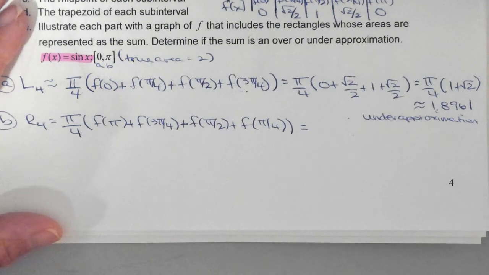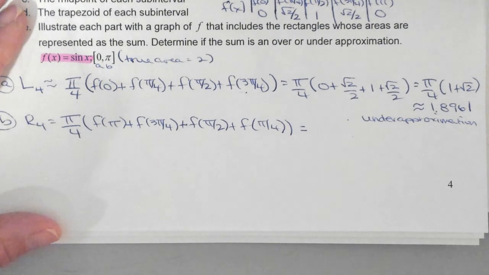It's the same. Can someone tell me why this area would be the same? Think about the graph. Yes? The only difference is which endpoint you use and they're both equal to 0. True, but also think about the graph.